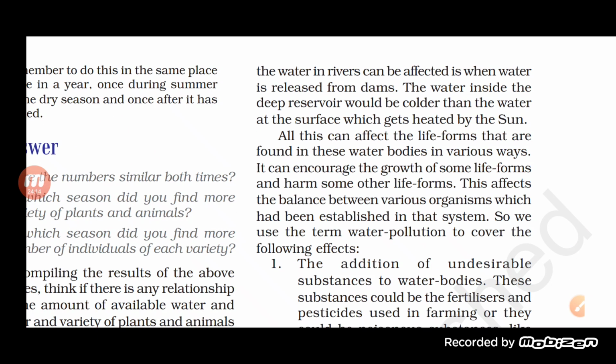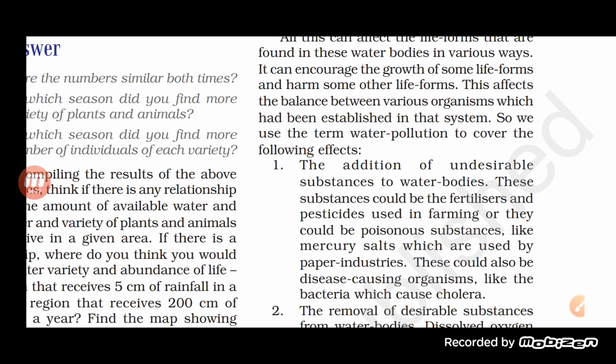Now all this can affect the life forms found in these water bodies in various ways. It can encourage the growth of some life forms and harm other life forms, and this affects the balance between the various organisms that has been established in this system. So we use the term water pollution to cover the following effects. What are the different effects of water pollution? Overall, it will degrade the quality of the water. That is the effect of water pollution. Obviously, if an unwanted change occurs, the effect is that the quality of the water gets hampered or degraded. Okay, so the other points we will discuss later in the next class.